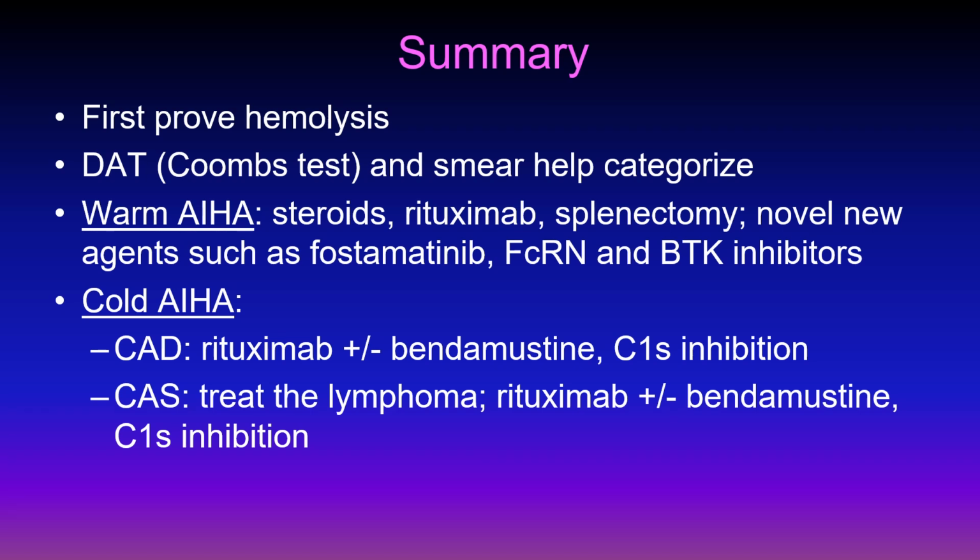If you have cold agglutinin syndrome with an active lymphoma, such as Waldenstrom's, the current therapy is to treat the lymphoma. If that doesn't work, then we treat this like we do the CAD with rituximab and bendamustine, or the drug sutimlimab, or other molecules that inhibit complement activation.